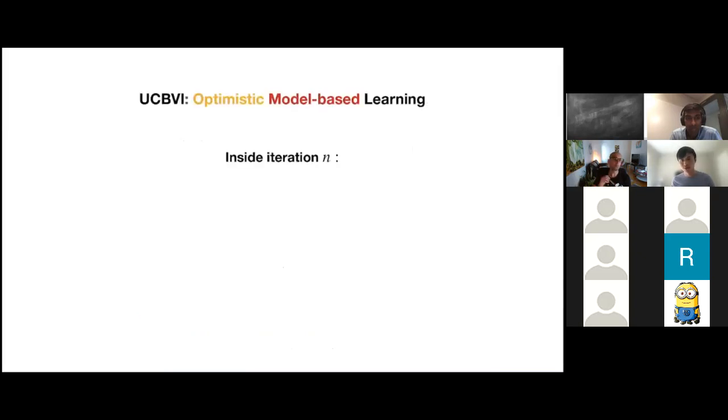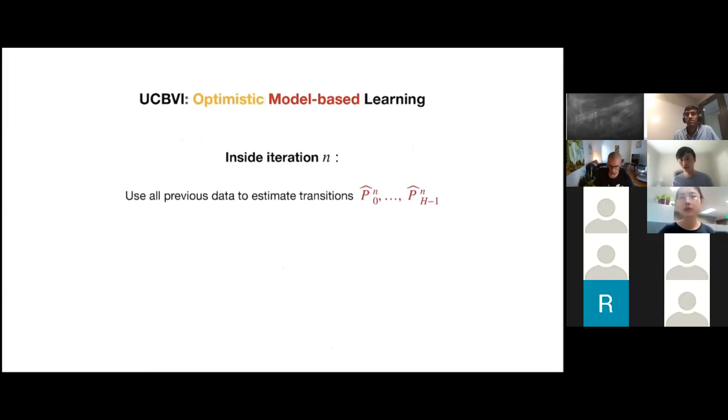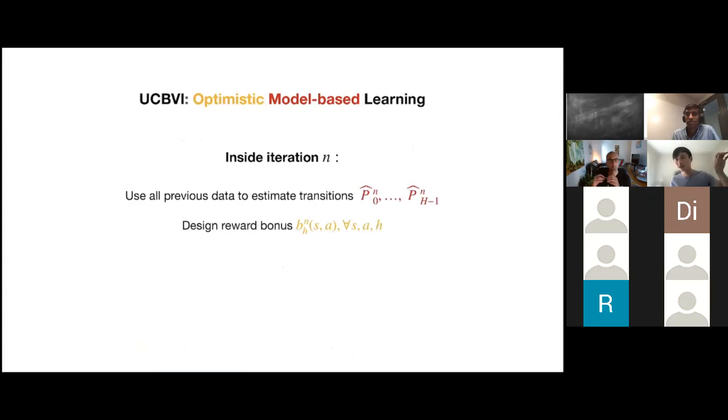So the approach that we're going to discuss is this optimistic model-based planning. So at a high level, every iteration, you're going to use all prior history data to estimate transitions because we don't know transitions, right? So we're just going to use all the history data to estimate these transitions, for instance, using your favorite maximum likelihood estimator. And then we're going to design a bonus for every state action pair. So essentially the bonus will basically say that if you have high uncertainty on your transition estimator at this particular state action pair, set the bonus high. Otherwise, set the bonus low. So the bonus is sort of quantifying the uncertainty of your transition estimator.